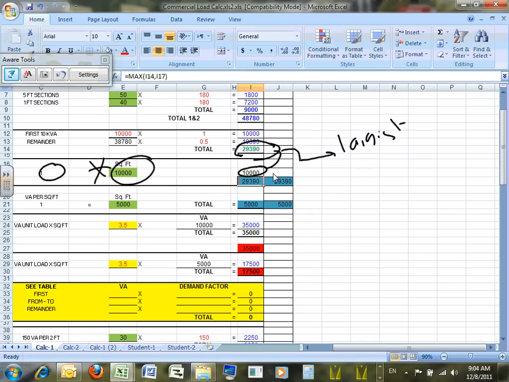29.390 kVA. So, Ashley, which is bigger, 10,000 or 29,000? Anybody can help Ashley here? 29,000. Because 29,000 is bigger, for the receptacle load my total would be the 29,000. Any question about that, guys? Did you see the point?